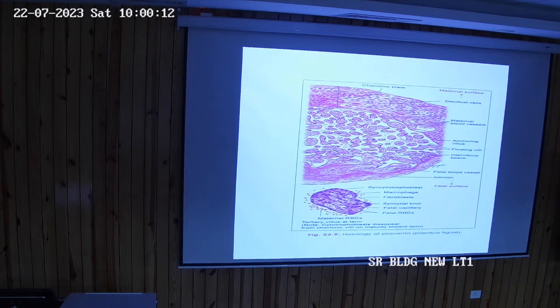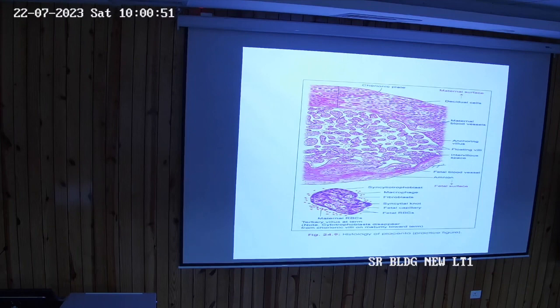When we take a transverse section of the placenta, we will find a large number of chorionic villi. See here, you can see these structures? All these are the chorionic villi. And lying between the chorionic villi, you are seeing yellow color bunches, and these yellow color bunches are maternal blood cells.